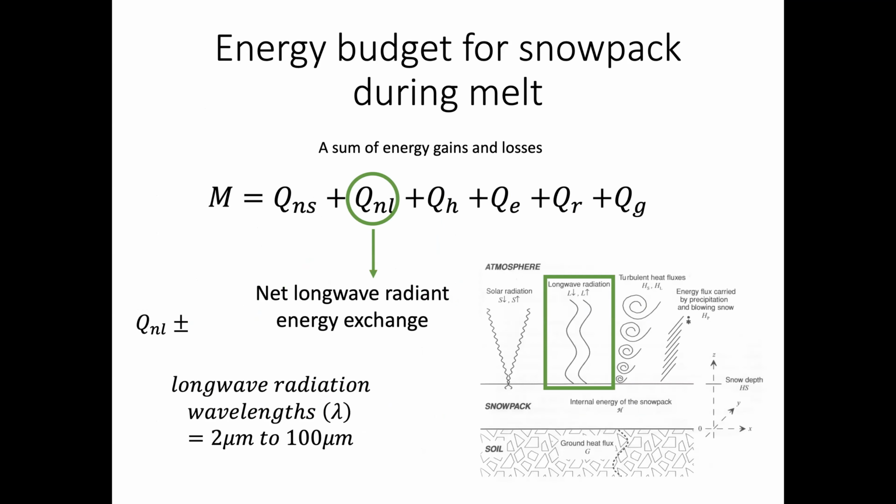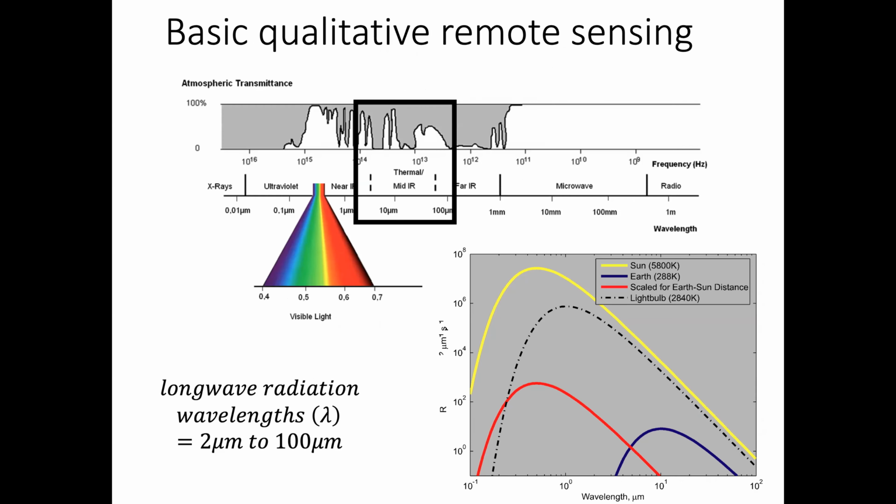The second term in our equation is the net long-wave radiant energy exchange, in short, net long-wave. This energy is from 2 micrometers to 100 micrometers in the electromagnetic spectrum. Going back to the electromagnetic spectrum, these wavelengths in the black box that we didn't talk much about in the last lecture are longer than the visible and shortwave infrared, and shorter than the far infrared or microwave, where there is less energy. Again, referring to the graph on the right, the blue line is where the Earth is emitting with a surface temperature of 288 Kelvin, or about 15 degrees Celsius.